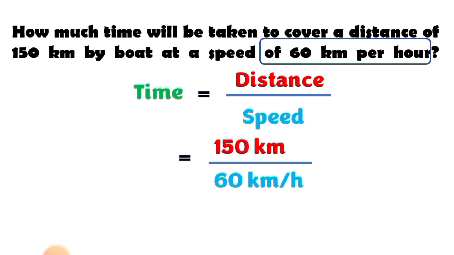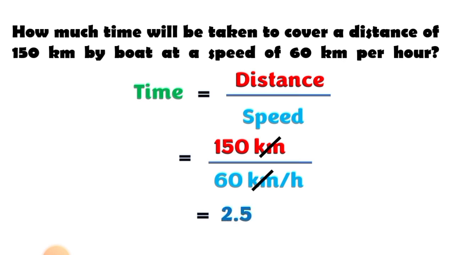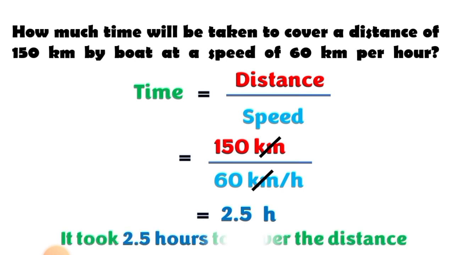Now we can cancel out kilometer. And what is left is the unit of time, which is hour. So let us solve. 150 divided by 60 is equal to 2.5, and the unit of time that we are going to use is hours. So it took 2.5 hours to cover the distance.